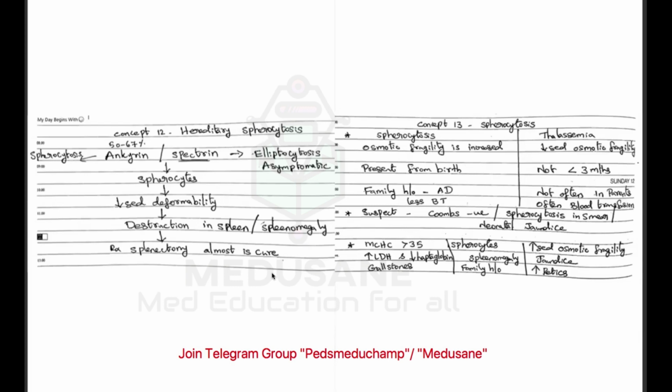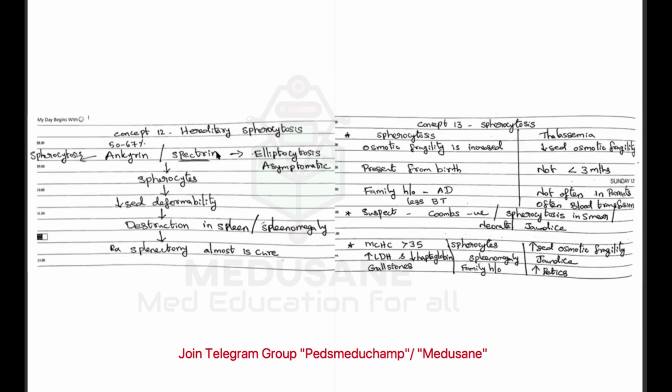Okay, coming to hereditary spherocytosis. So we know there are anchoring proteins, one is ankyrin and spectrin. So hereditary deficiency of these will cause spherocytosis.